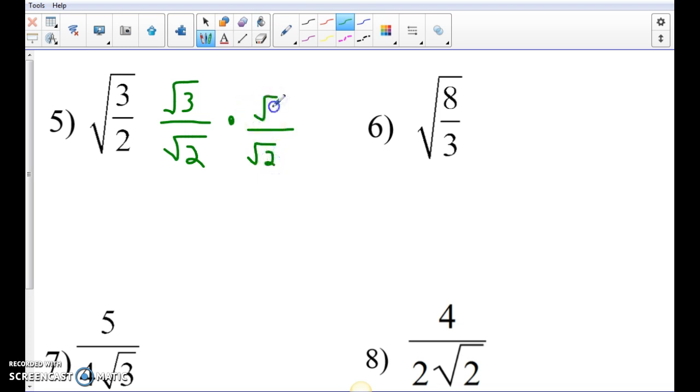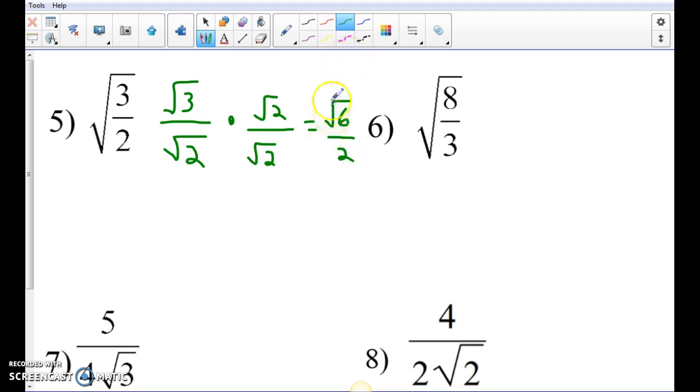And again, with fractions, we multiply straight across. So radical 3 times radical 2, those are both irrational numbers, right? Those are both radicals, so I can actually multiply those together, and I'll get radical 6. On the bottom, though, radical 2 times radical 2 is just 2. Anytime you multiply a radical by itself, it undoes itself.